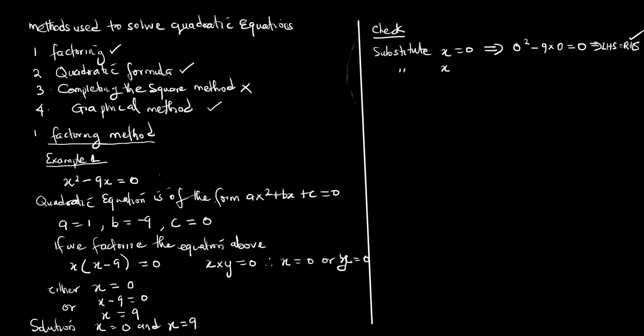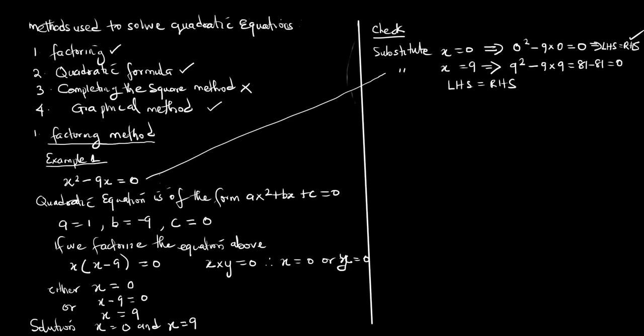Let's substitute now the second part. We put in x equal to 9 into that original equation and see what happens there, right? If we substitute x equal to 9, we're going to get 9 squared minus 9 times 9. Let's see if that is equal to 0. Of course, you're going to get 81 minus 81, which is 0. Again, it confirms that the left hand side of the equation is equal to the right hand side. Okay, this seems a little bit easy.